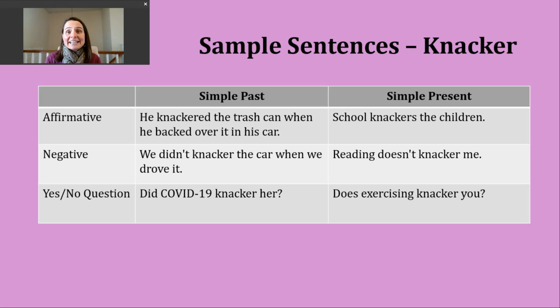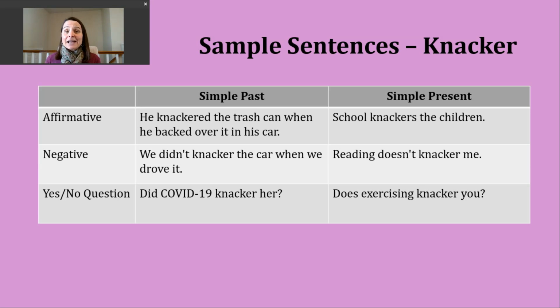If you want to make a negative simple past tense sentence, you're going to use did not and then the base verb. You might hear some people say didn't and then the base verb. Those have the exact same meanings. I always like to point that out because I think it can help with listening comprehension. So, either with the contraction or without, notice there is no ed ending on our verb here. So we're only doing that in the affirmative. An example in the negative would be we didn't knacker the car when we drove it. So here, we didn't damage the car. We didn't hit anything, no one hit us.